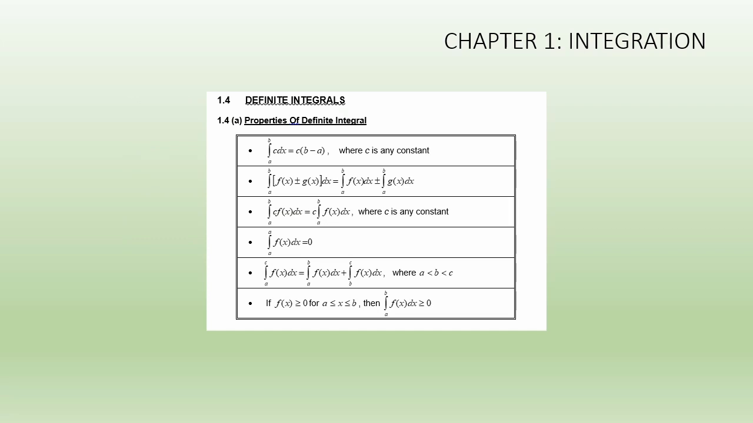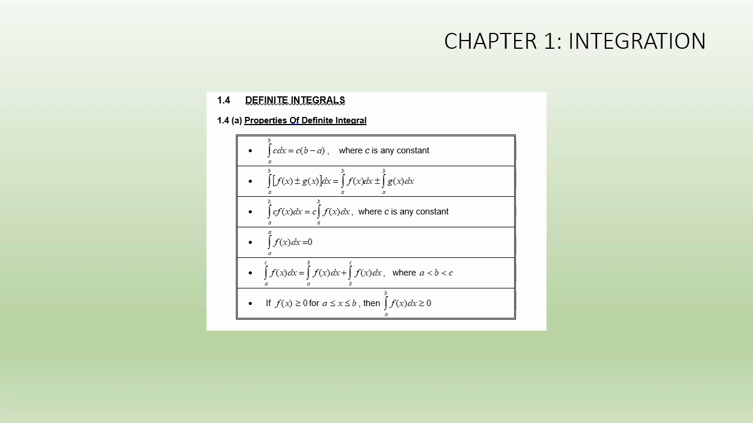What is the definition of definite integral? A definite integral is an integral with upper and lower limits, let's say from a to b. We will find the definite integral by calculating the integral at a and b and then subtracting the values.